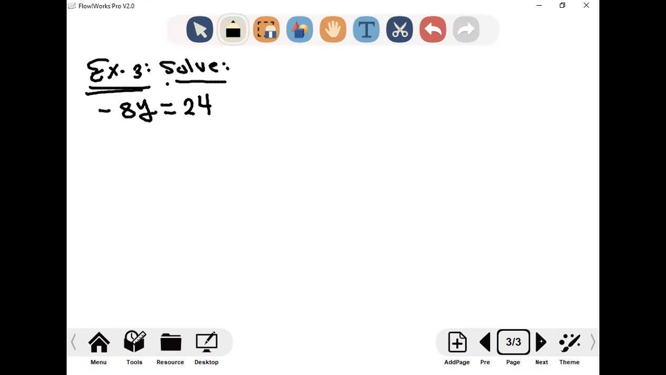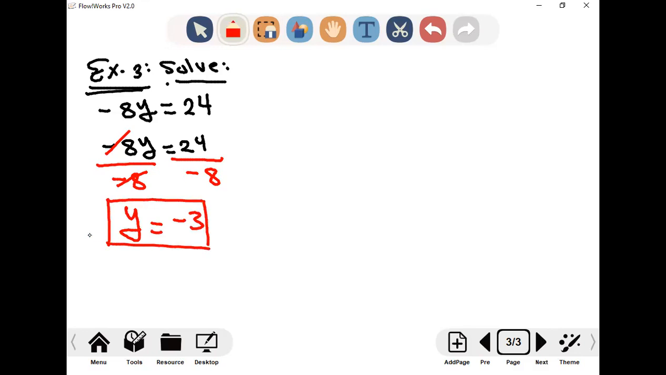Don't say divide by negative 8, it's the same thing. So here I will rewrite the equation -8y equals 24, and I will divide both sides by the same coefficient. Don't change the sign like in addition and subtraction. Now cross the 8 or the -8, what's still here? Done. Let's do the check after the example.